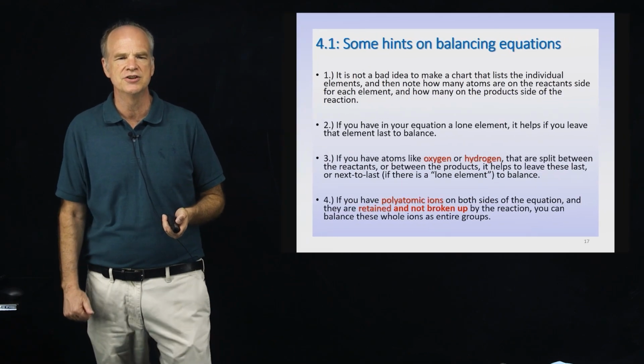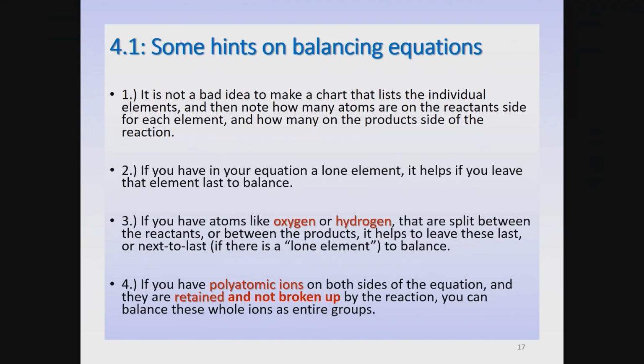The first recommendation is to make a little chart where you list, for each element, the number of atoms of that element on the reactant and product sides of the equation. That usually can be very helpful. The second point is if you have an element that's by itself, not involved in several compounds, just alone as a single atom or a diatomic element, then you might want to use that one last.